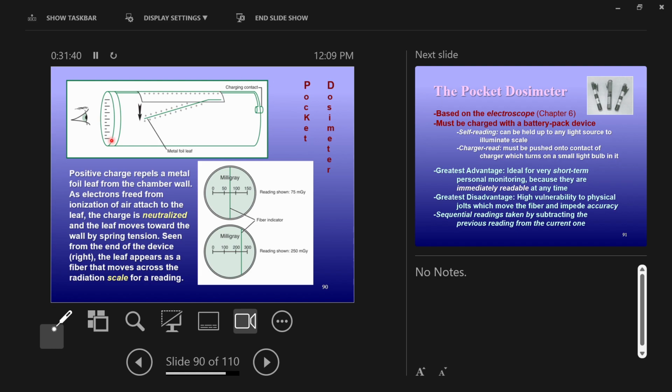And you can see your graduated markings indicating amounts of exposure. As this foil leaf moves from no exposure at the beginning of your day, as you add on exposure, this foil leaf will continue to shift and shift over and over. So from this view, you're looking down on it, you can see your little foil leaf moving over and over, reading increasing exposure throughout your day, okay?